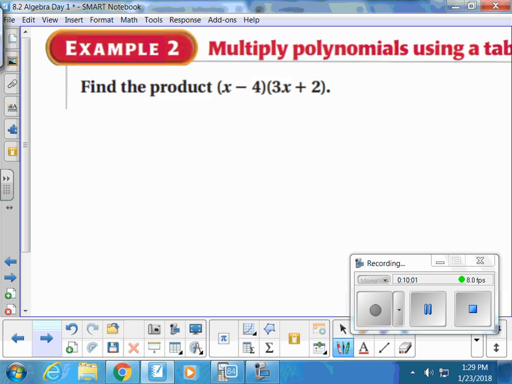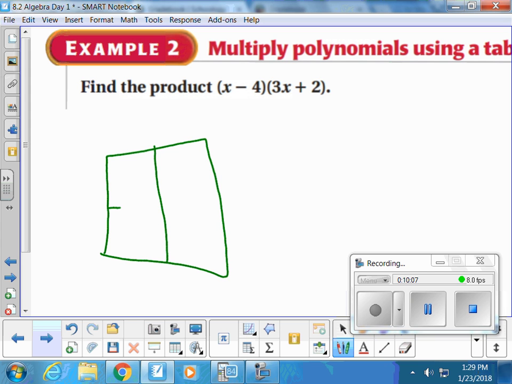All right, let's do this one together. Still want to use our box? Like I told Brooke, doesn't matter how we set this up. I'll just go ahead and do my x and my -4 across the top, and my 3x and my +2 along the side. So just remember that negative sign does go with the 4, okay? It goes with the number after it.